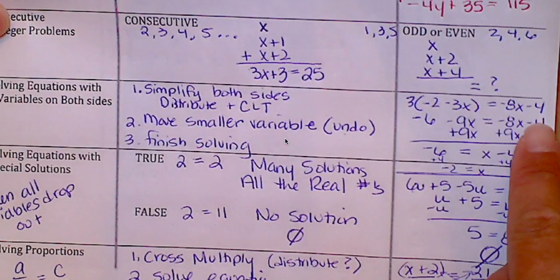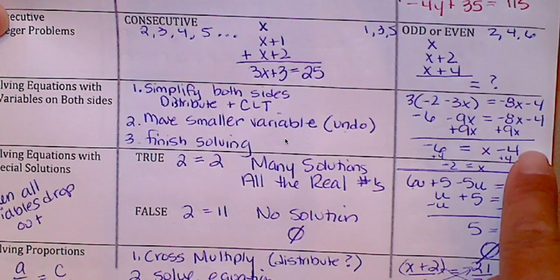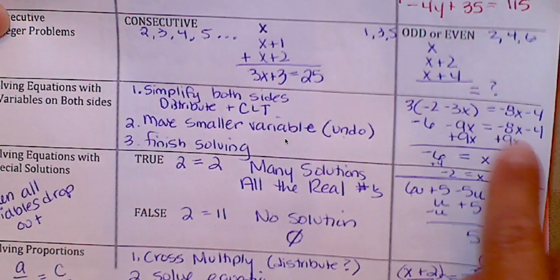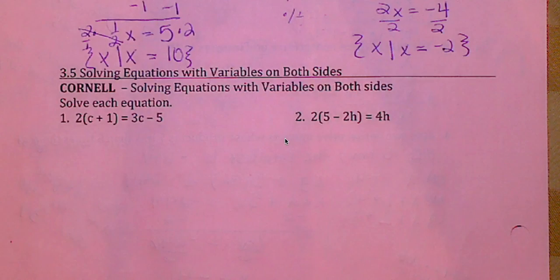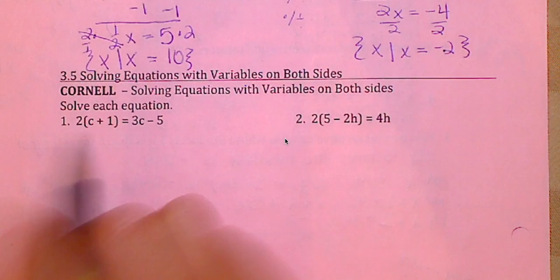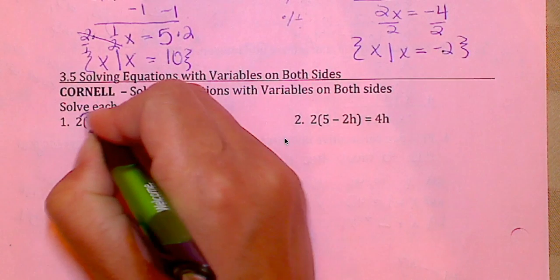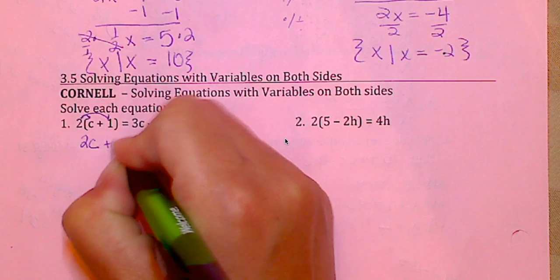If you need to go back to your Cornell sheet, I went through how we got through this problem. But as we're working through these, we want to make sure we follow those steps. So always, if there are parentheses, get rid of those first. So we distribute the 2, which gives us 2c plus 2.